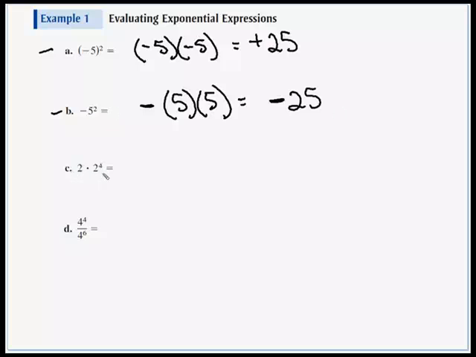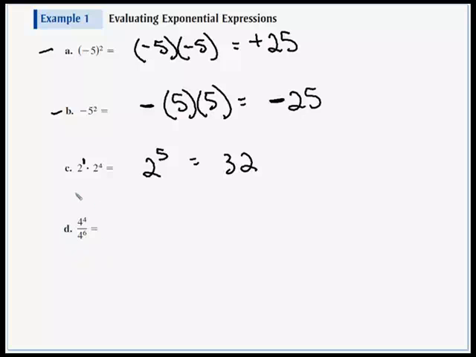Letter C, 2 times 2 to the 4th. Does this first 2 have an exponent? Sure it does. Well, it's implied. We don't write it all the time, but it's 2 to the 1st times 2 to the 4th. So we can use our property. The bases are the same. They're both 2. And the exponents, now we add them. 1 plus 4 is 5. And 2 to the 5th power is 32.